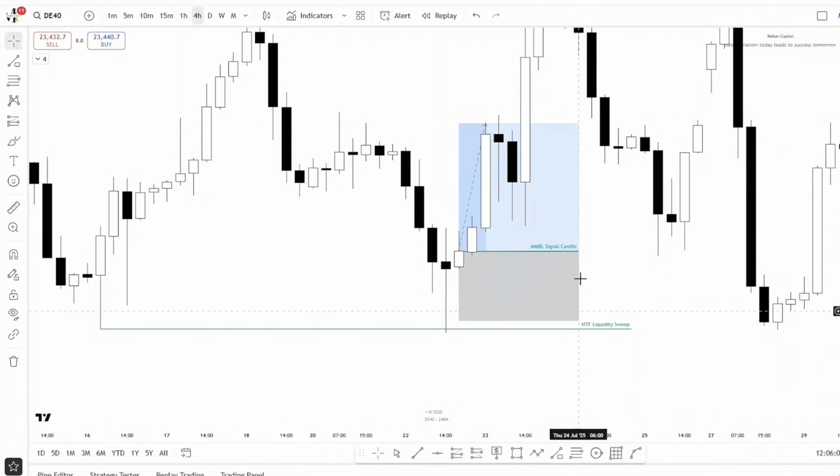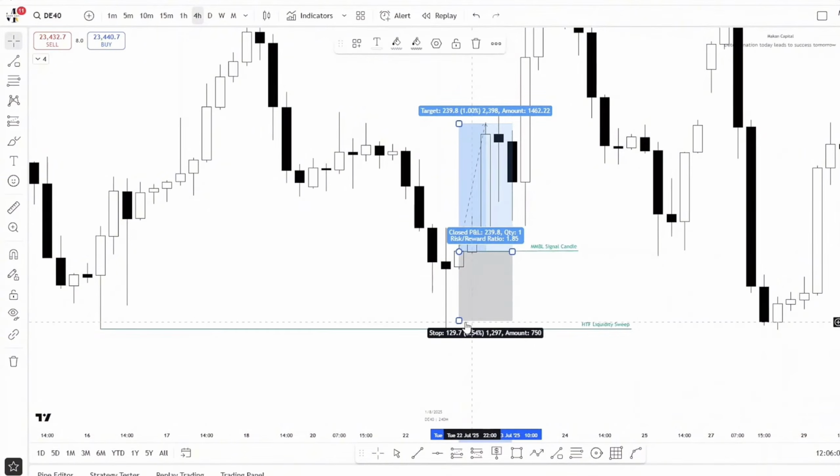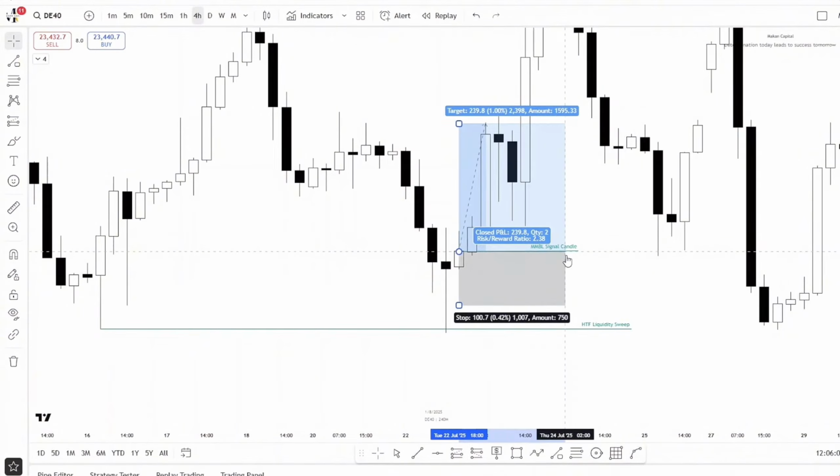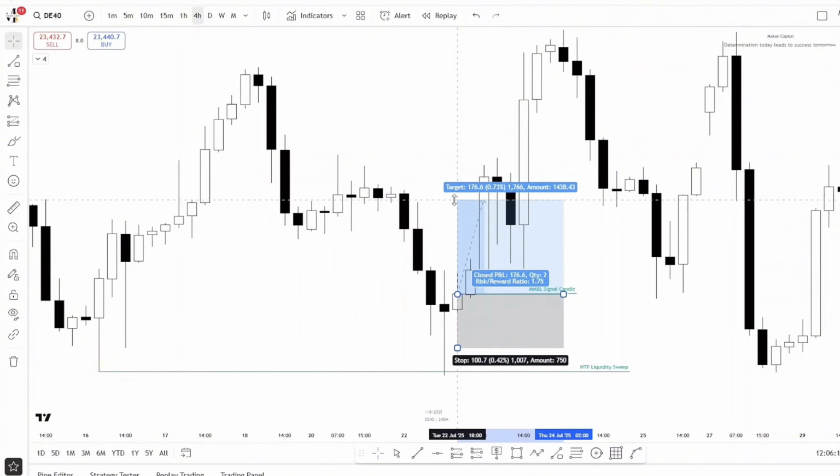So I normally like to risk 1%. For example, the stop loss will be just around here, and my target could be either this high here for 1 to 2, or you could go for 1 to 3 here, or 1 to 4, depending on your risk tolerance. Okay, so that's just a simple example of how I look for my entries.